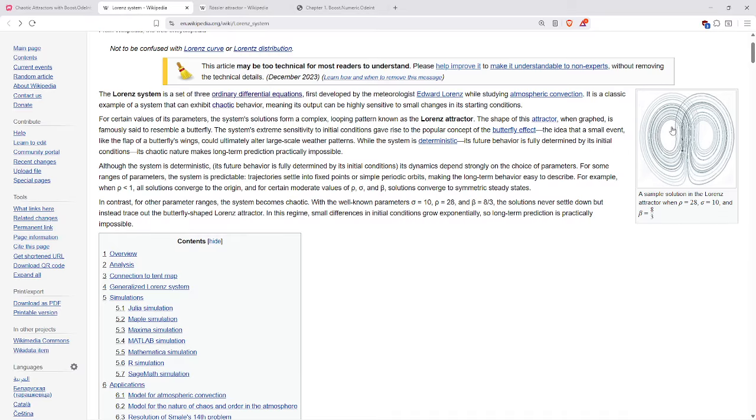In the case of the Lorenz attractor, there's basically two lobes in three-dimensional space, and the system will evolve alternately oscillating around one of the two lobes. It won't grow unbounded, and it won't go to a fixed point. It just keeps oscillating back and forth between these two regions in space.